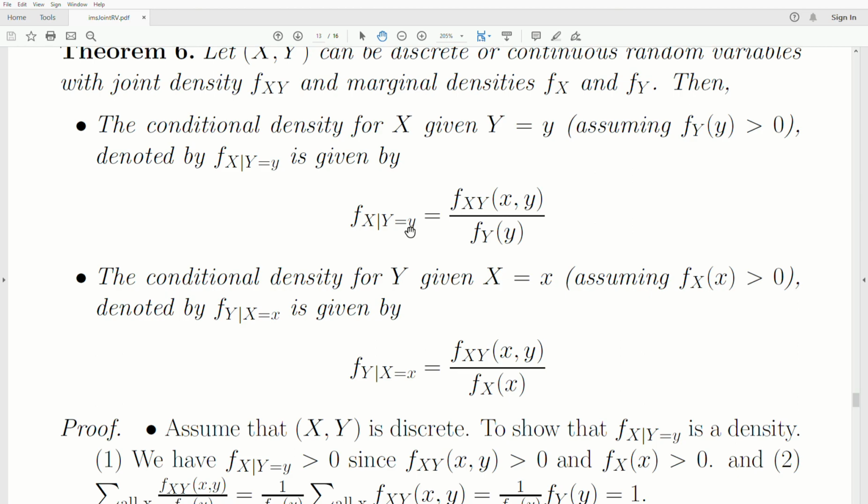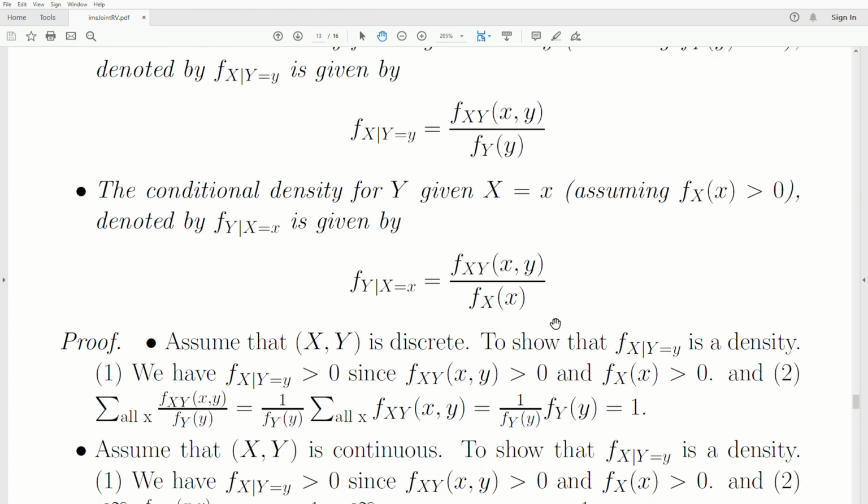So x and y are arbitrary, so we could switch them. The conditional density for y given x, assuming the marginal density of x is positive, is denoted by f of y given x. So it's the joint density f of xy divided by the marginal density of x. So it's whatever we're conditioning on.